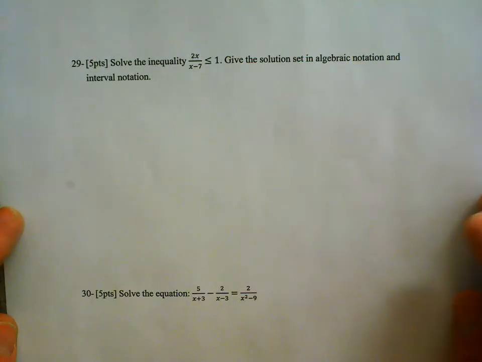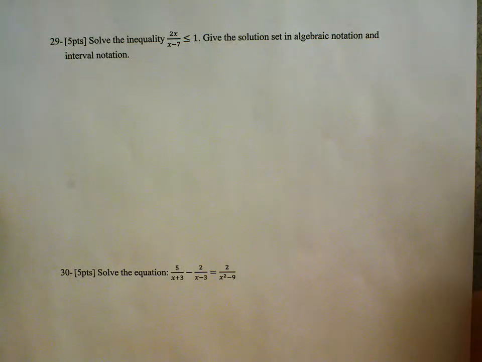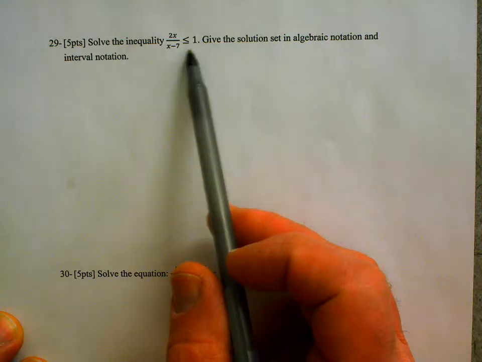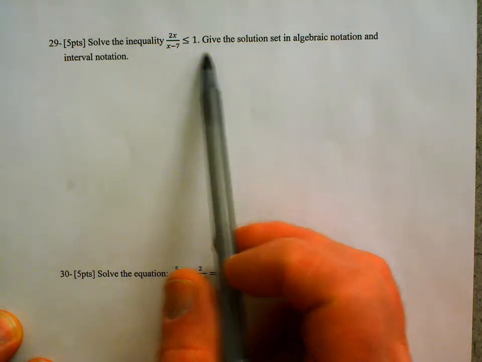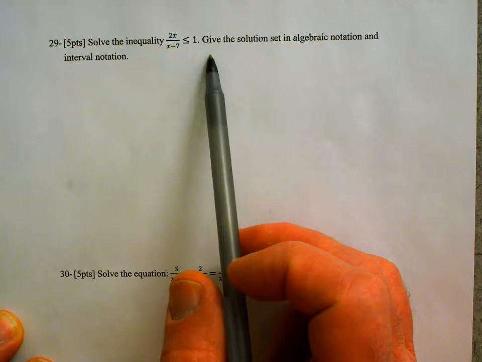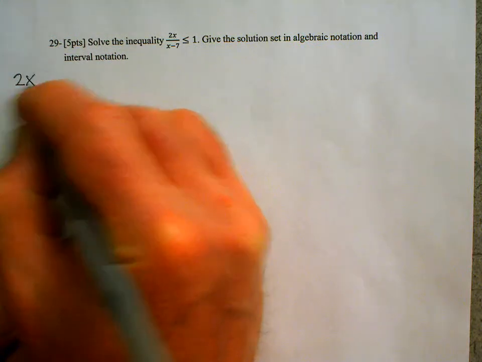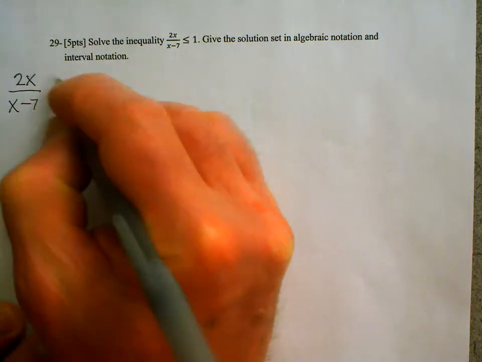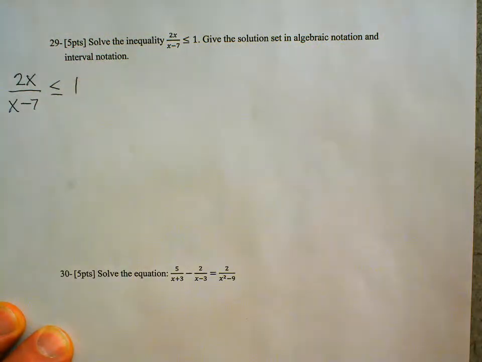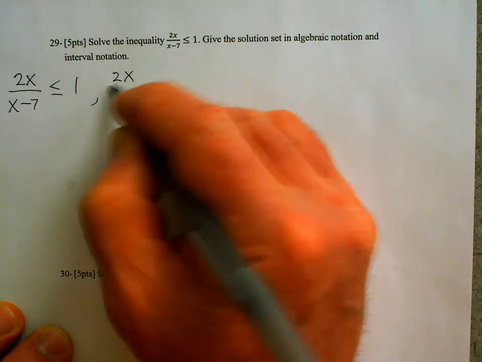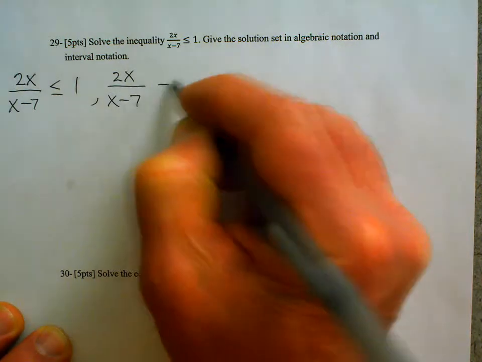Okay, we got to this problem on the first sample final exam. Solve the inequality 2x over x minus 7 is less than or equal to 1, and then give the solution in algebraic notation and interval notation. We want one side to be 0. So we have to subtract 1 from both sides.